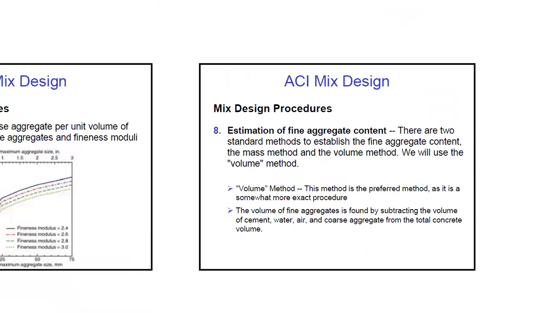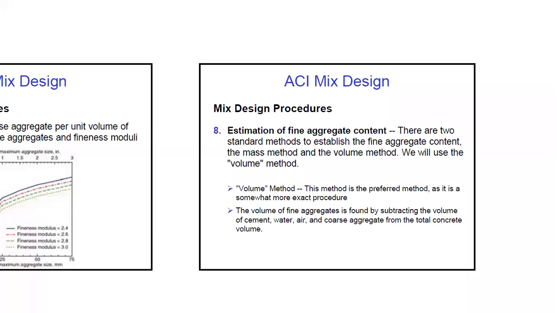Like, if the total is 27 cubic feet, then 27 minus the volume of water, the volume of coarse aggregate, and the volume of cement, so we would get the final result to be the volume of fine aggregate. Okay?